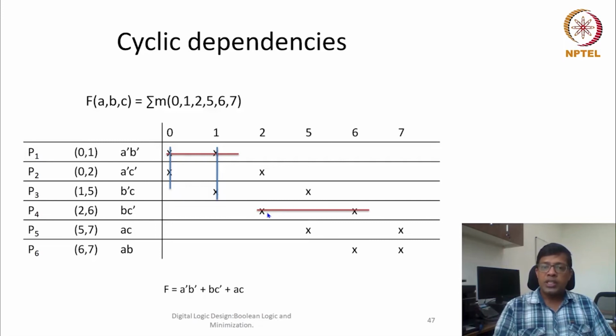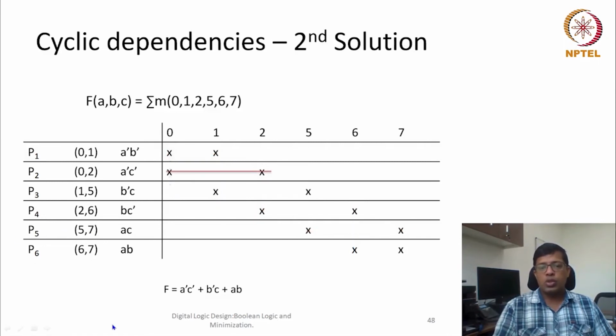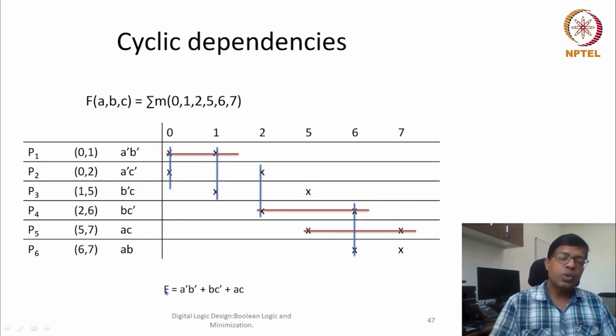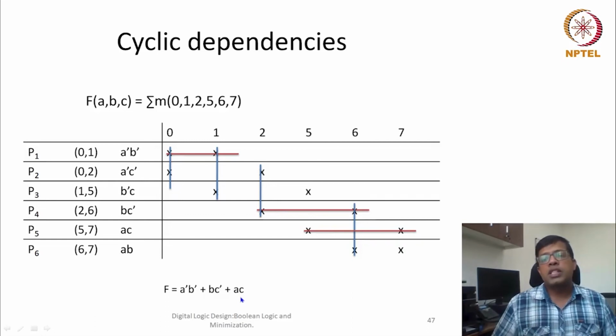Correspondingly, min term 2 and min term 6 can also be removed, and after removing them we are left with min term 5 and 7, which can be covered by prime implicant 5, 7 or AC. So the total solution would be A dash B dash, B C dash and AC. This is the way we can solve it.